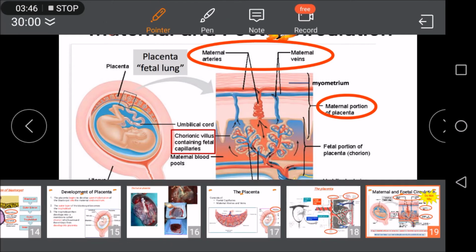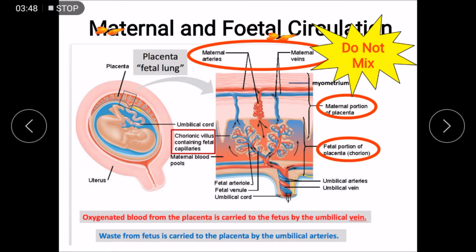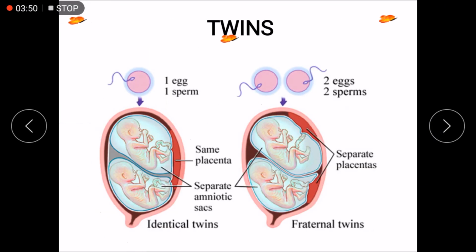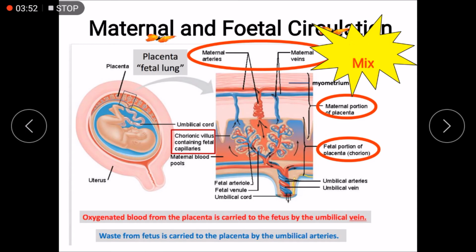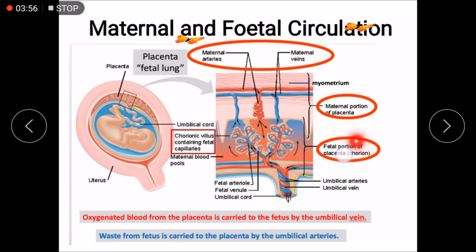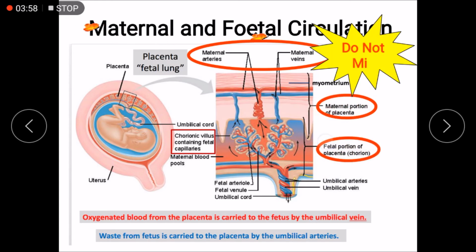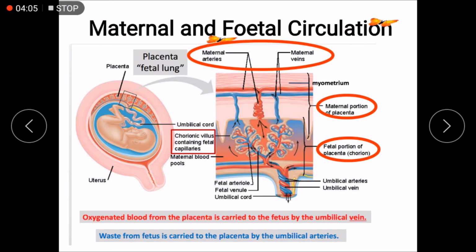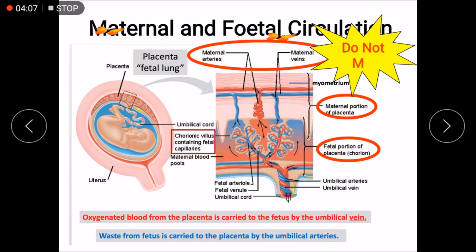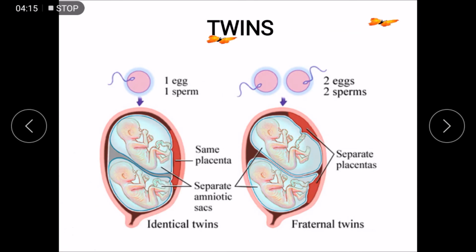They are in two different circulations, so they do not mix. The blood doesn't mix. So this is the fetal portion of the placenta, and this is the mother portion. They overlap, but they do not mix the bloods. The overlapping part is just for diffusion. The oxygenated blood down here is what is being carried in. Now we see how the placenta is formed before we go into the twins.